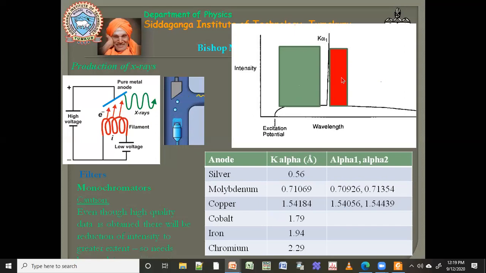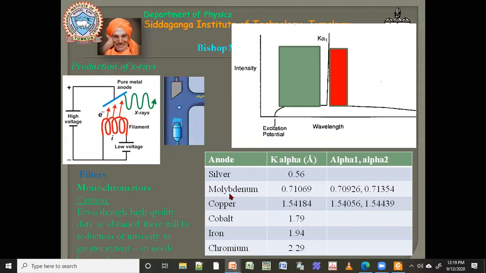So the monochromator you don't have to worry about. Copper is very easily available, and X-ray tubes made of copper are cheaper, more economical compared to other metals. This is why copper is used in most labs. If I put the filter, K beta is removed, and I get only K alpha 1 and alpha 2.